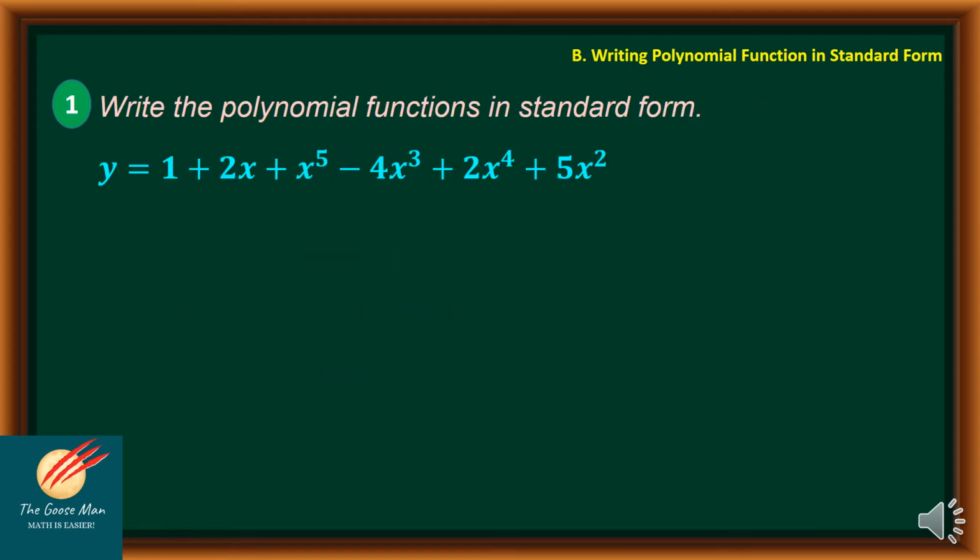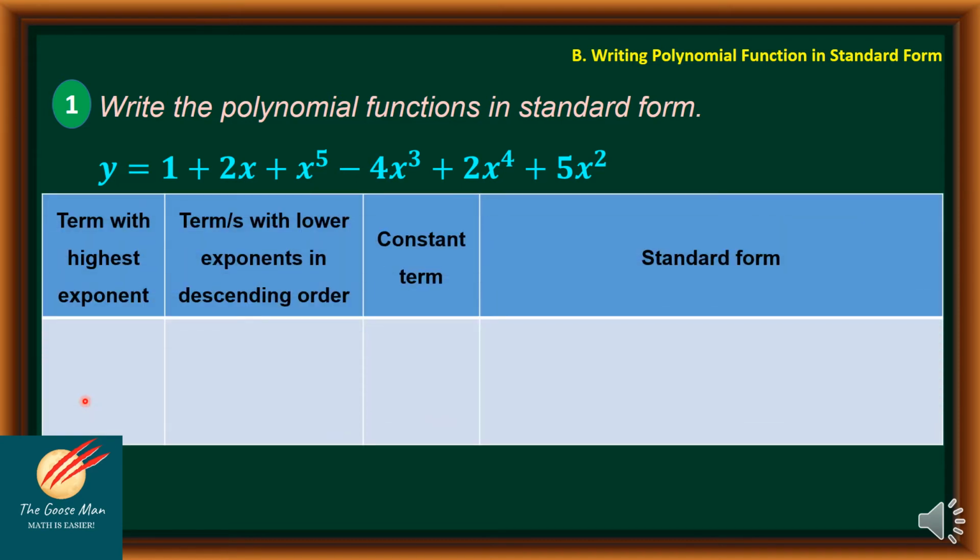Let's write the polynomial y is equal to 1 plus 2x plus x to the 5th power minus 4x cubed plus 2x to the 4th power plus 5x squared into standard form. It is quite helpful if we will have this table. So let's have the term with the highest exponents.